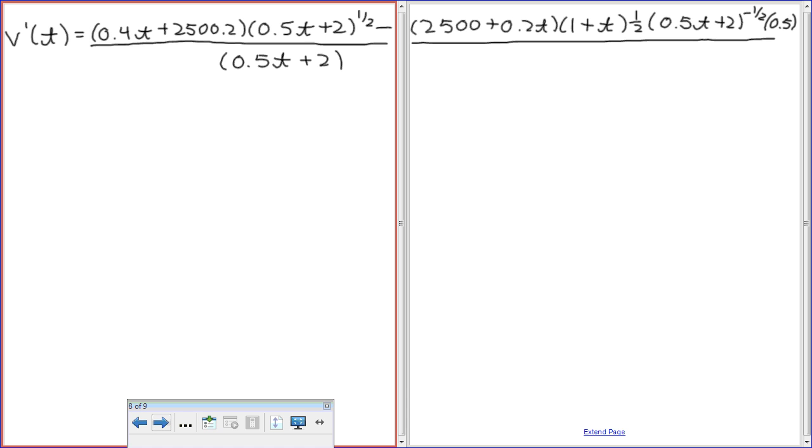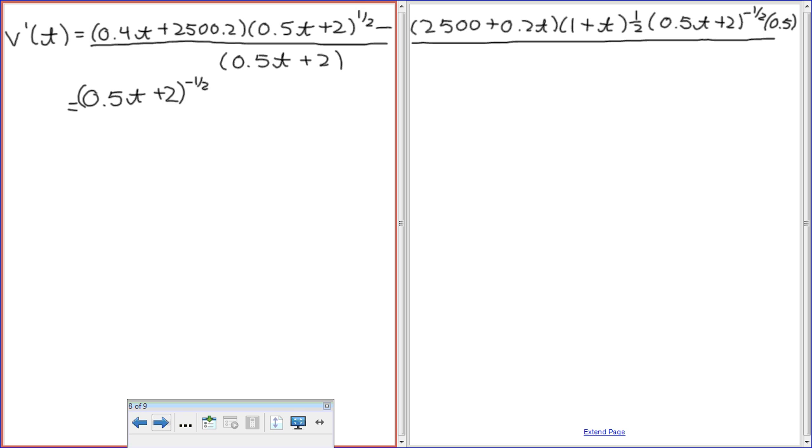That's the only thing I can see that's common. Okay, the only thing that I can see that's common is 0.5t plus 2 to the negative 1/2. Now Nathan, you weren't here, so I'm going to pick on you for a sec. We're always going to take out the negative power because that's a fraction. Yeah, go ahead.